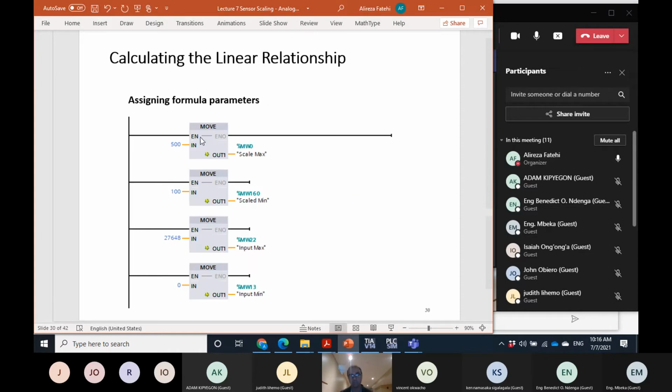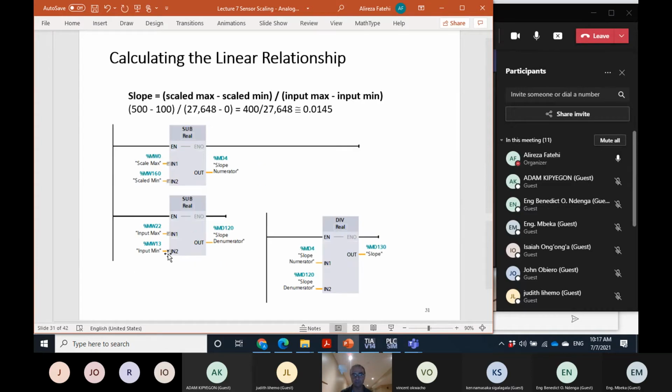So let's start. At the beginning we need to assign the numbers. So assign 500 to this memory that I call scale max, 100 to this memory that we can call scale min, this to input max, this to input min. This is just assignment using the move, and there's no condition for them. You may have some condition, but we don't need any condition in this example.